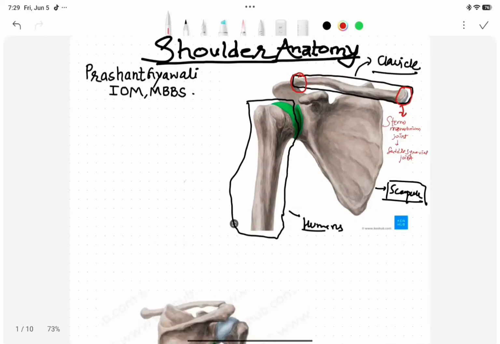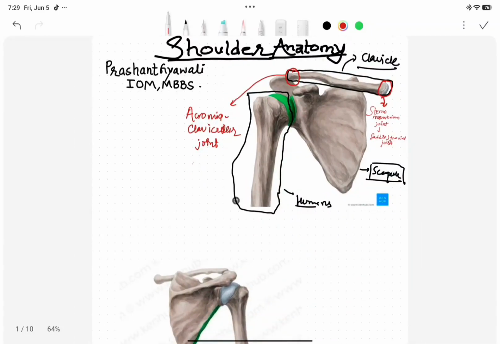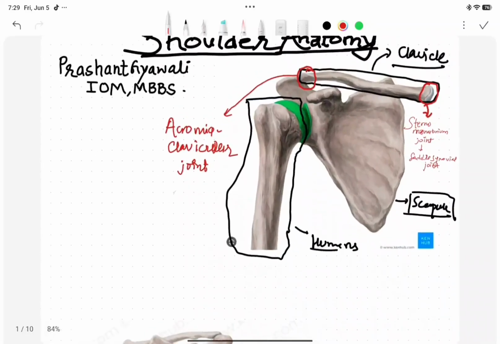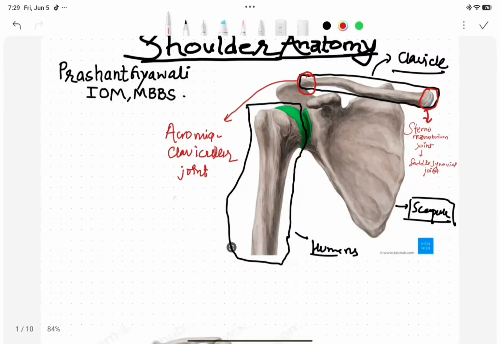this is the medial end of the clavicle, and the lateral end of the clavicle articulates with the acromion to form the acromioclavicular joint. The lateral side of the clavicle is a flattened plane, so it is a plane synovial joint.